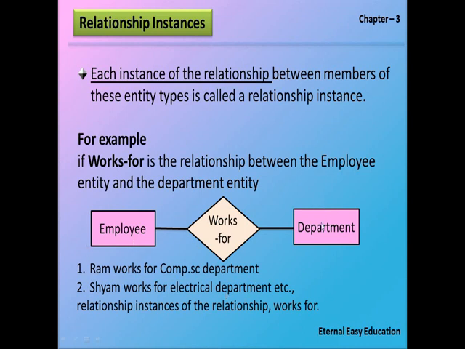Employee is a table. Department is a table. Employee works for the department is the relation. Then what is the instance? Ram works for the computer science department. It is the record and it is the instance.